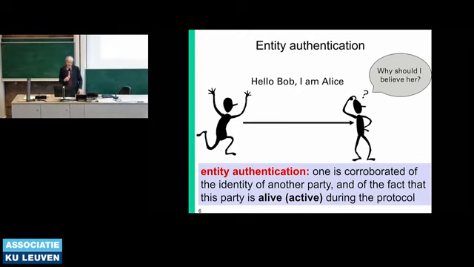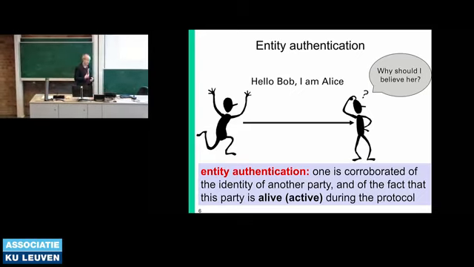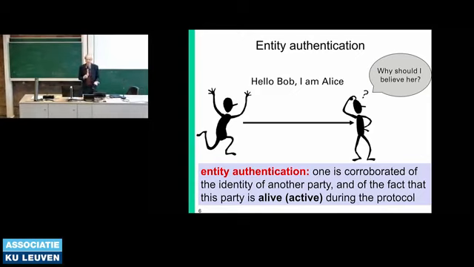In general, authentication of entities has to do with a live interaction between two parties, and you really want to know this other party is there at this moment. I have a very macabre example of this to make sure you never forget that this is important.